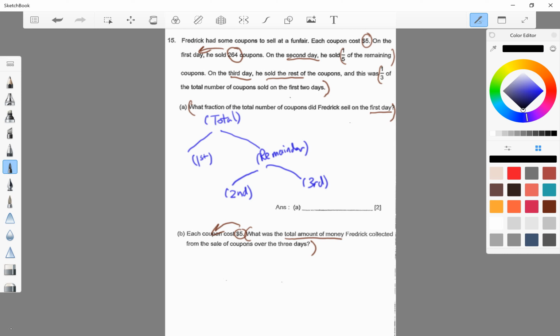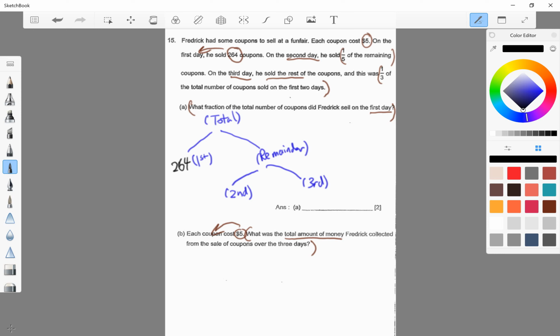So another reminder is that when we are doing our branching, try not to juggle too many things at one go. So we get the skeleton, get the structure of the branch out first before we fill it up with numbers. So at the very start, we do not know what is the total. Okay? And we mustn't make the mistake of saying that the total is 3 because of the 1/3 that they talk about. Okay? So that's not true. This question is a bit tricky, so we just have to be more careful. So a total we do not know, and they say that on the first day he sold 264. So I'll just put it down, 264 on the first day.